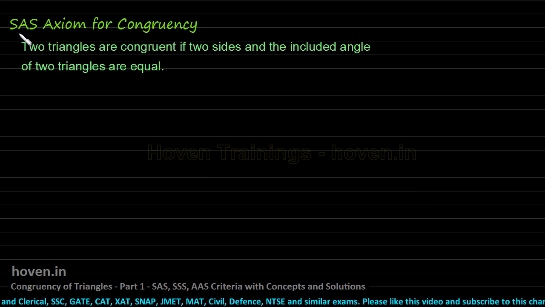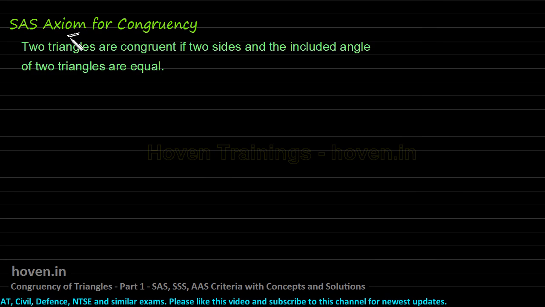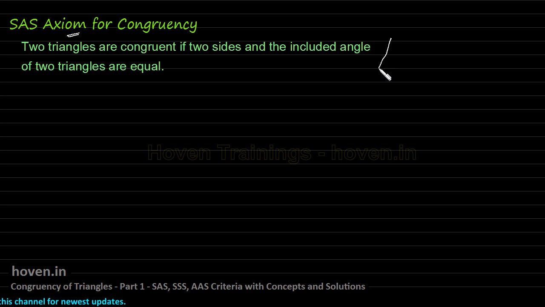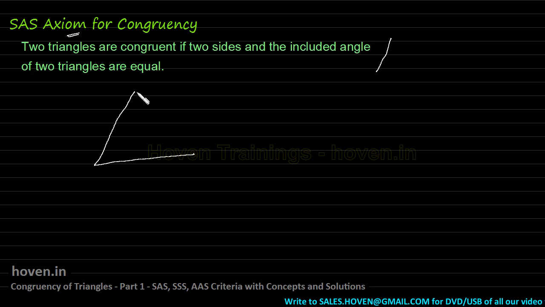The first part is the SAS axiom for congruency. An axiom, we already know, is a fact that cannot be proved. Its truth has to be assumed. Just like God is an axiom, similarly in mathematics there are a number of axioms, and one of the axioms which we use for congruency is that two triangles are congruent if two sides and the included angle of two triangles are equal. That is to say, let me draw a diagram here.